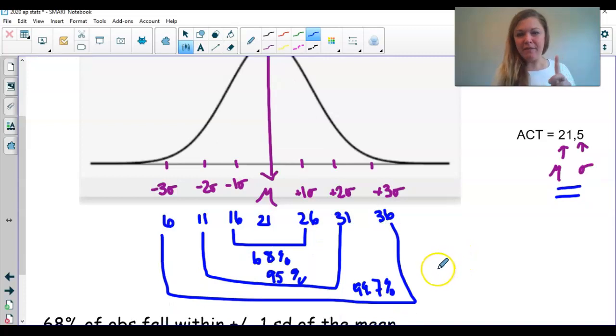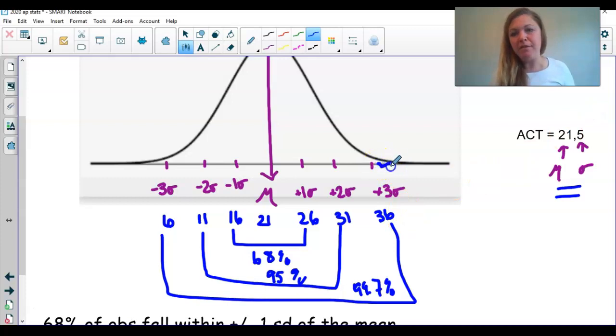Now, let's talk about this even more. So we're drawing conclusions here. 68% of people got between 16 and 26 on the ACT. 95% between 11 and 31, and 99.7% between 6 and 36. Now, this should actually be like 35 point something based off if it was 4.9, let's say.